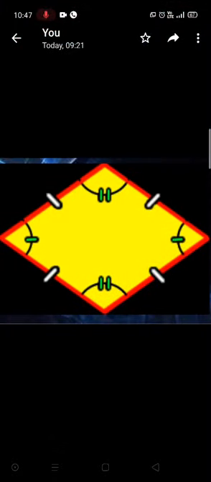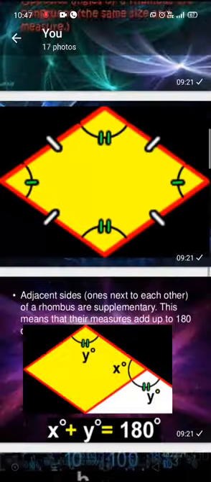Yes, opposite angles of a rhombus are equal. Congruent means equal, and all sides are equal. In a trapezium, one pair of opposite sides is parallel and one pair is non-parallel. If we take the parallel sides, then the sum of adjacent angles is 180 degrees. Right?